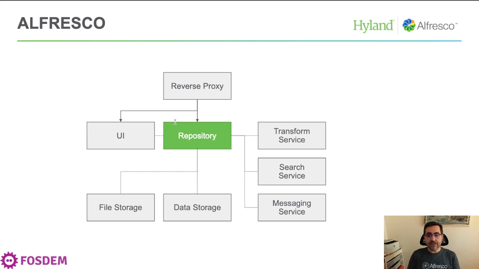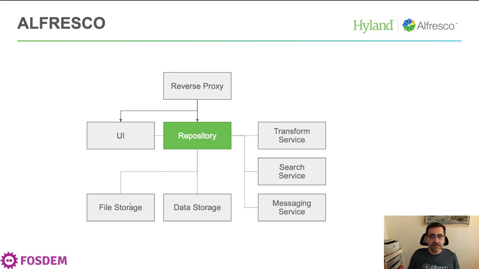When looking at the Alfresco platform, some different components or services can be found. The repository that includes all the core services of the platform is connected to some other services like the transform service to provide document format transformations, the search service supporting the indexing and searching processes, and the messaging service that handles asynchronous messages in the platform.